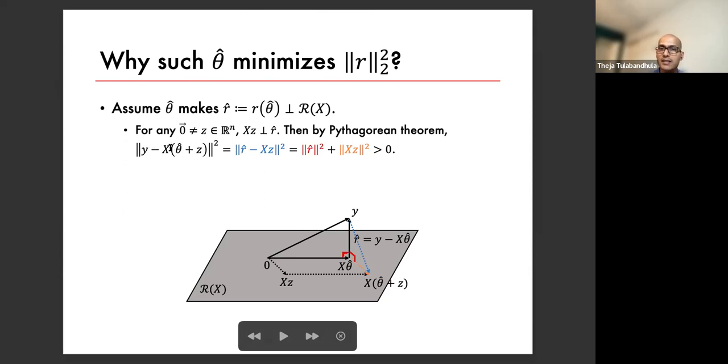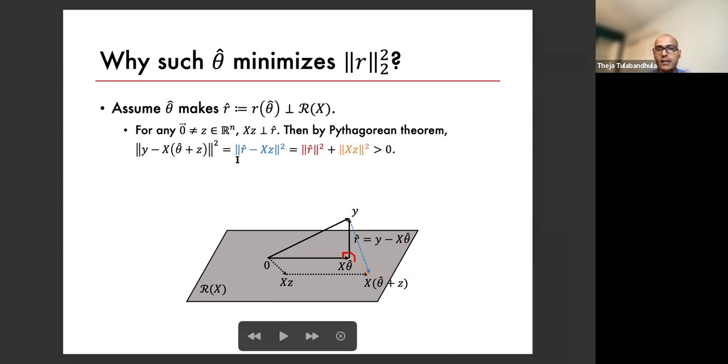Okay, so it's y minus x times theta hat plus z, right? The 2 norm square. Let's look at this residual. This is the residual of a different theta. The different theta is just theta hat plus z.